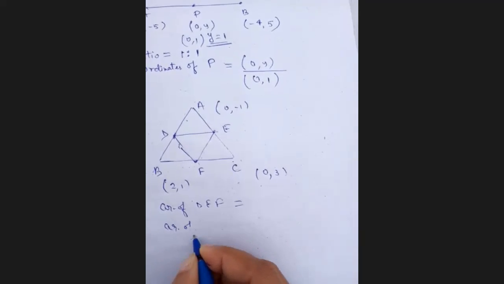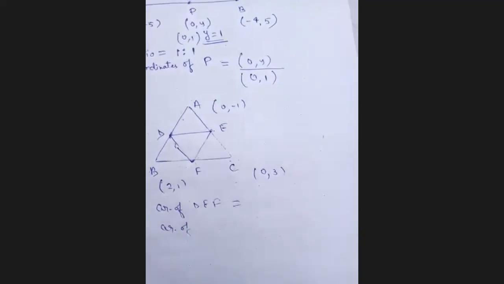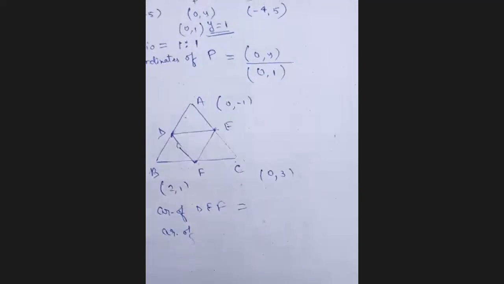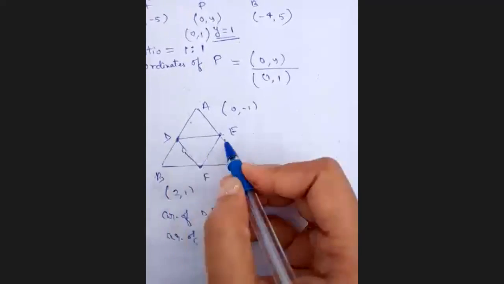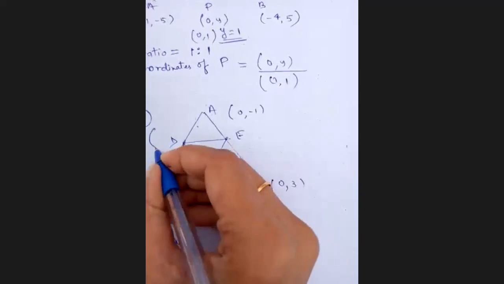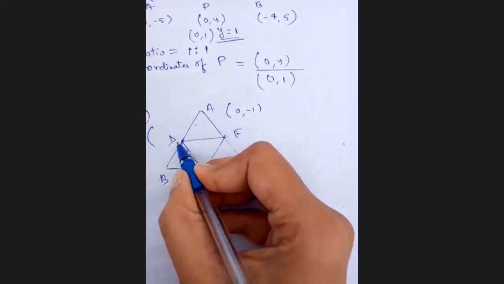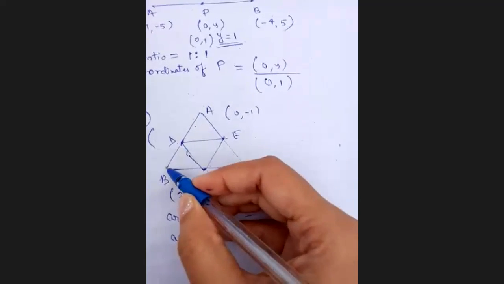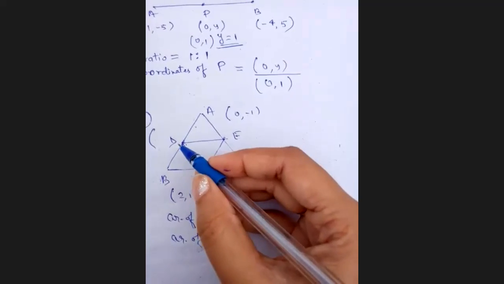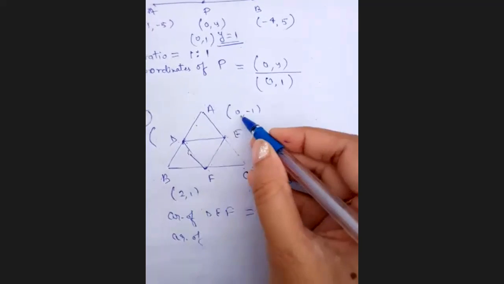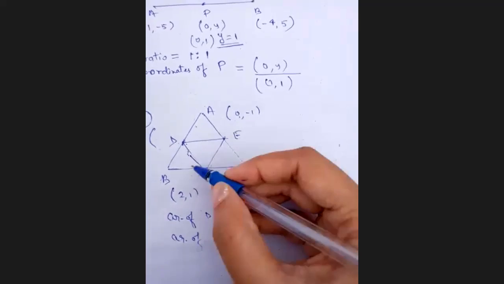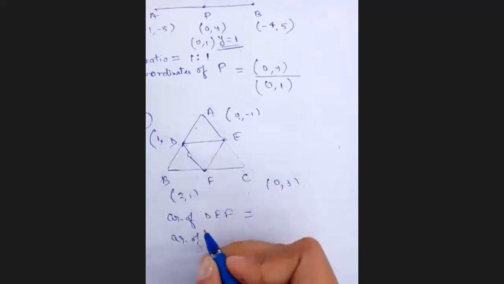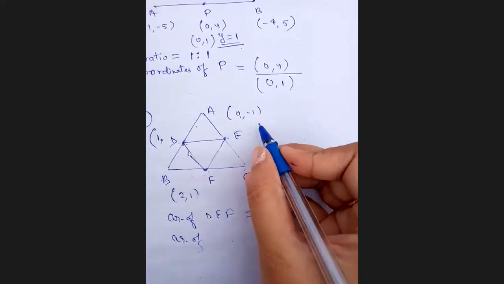If you give the area of DEF, how will you find it? Here its vertices are not given, so first you have to find the coordinates of these 3 vertices D, E, F. If I find the coordinates of D, we know the formula: since D is the midpoint of AB, here we will apply the midpoint formula. So x1 plus x2 upon 2: 2 plus 0 upon 2 is 1. And 1 plus -1 upon 2 is?